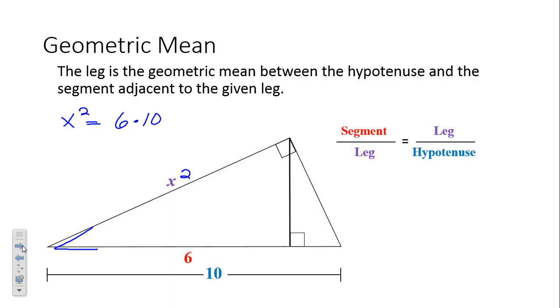Does everyone see where we got those? The leg is the mean between the segment that's adjacent to it and the whole hypotenuse. 6 is adjacent, the whole hypotenuse is 10. X is the square root of 60.